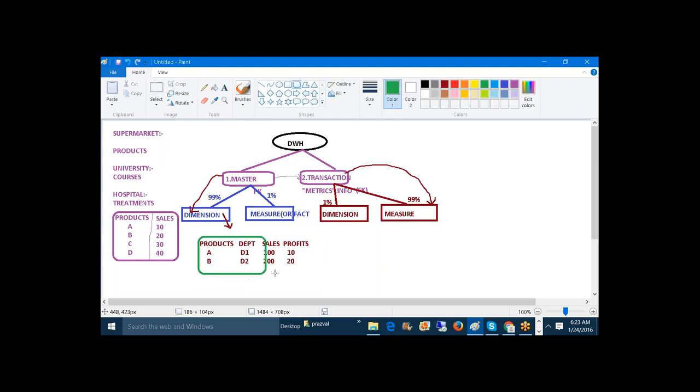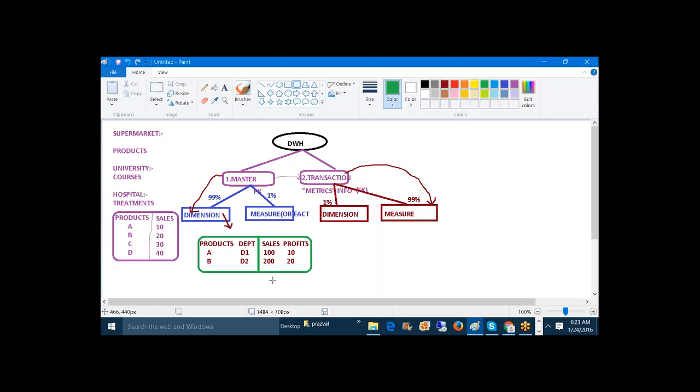If you have data like this, how many dimensions, or how many masters, do we have here? We have 2 masters. What are they? Products and department, both are masters, because the product contains some business information and the department also contains some business information. What about sales and profits? Sales and profits give us some numbers which are used to analyze the business.